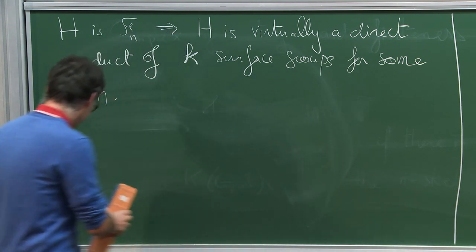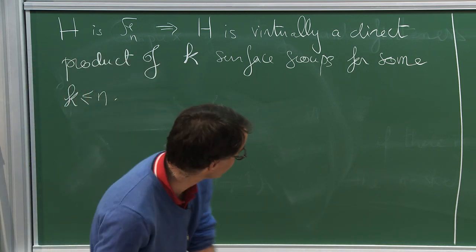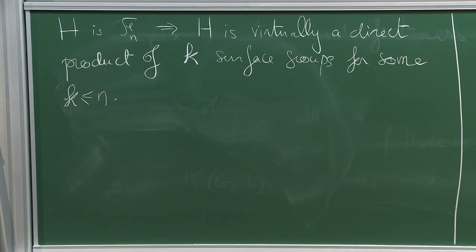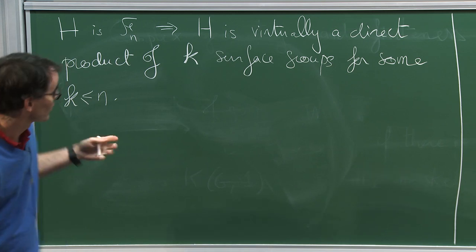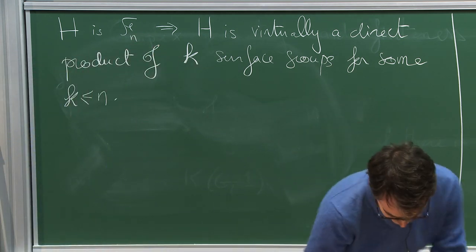Okay, so you take a direct product of n surface groups, you pick any subgroup of this. If it is Fn, it must be itself virtually a direct product of K surface groups for some K at most equal to n. So you can use this also to show that there are plenty of subgroups of these direct products which are not of type Fn. Any group for which you can check that it's not of this form will not be of type Fn.